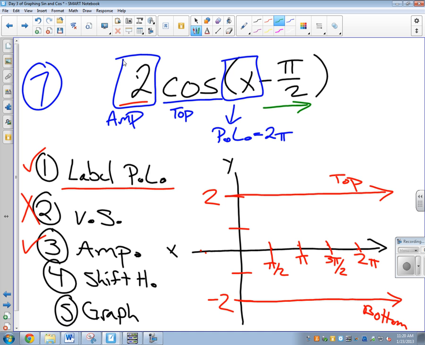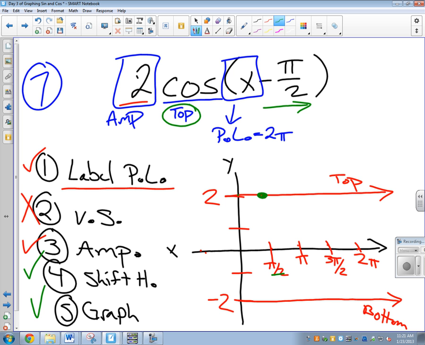Step 4 says shift horizontally. So normally, since it's a cosine graph, it says start at the top. So I would start right here. But since it says minus pi over 2 there, that shifted me to the right pi over 2. So Hannah, how many hash marks do I have to go over to go pi over 2? 1, because right here it says 1 hash mark means pi over 2. So I go to the right 1 hash mark, make a new dot. That's my shifting horizontally.